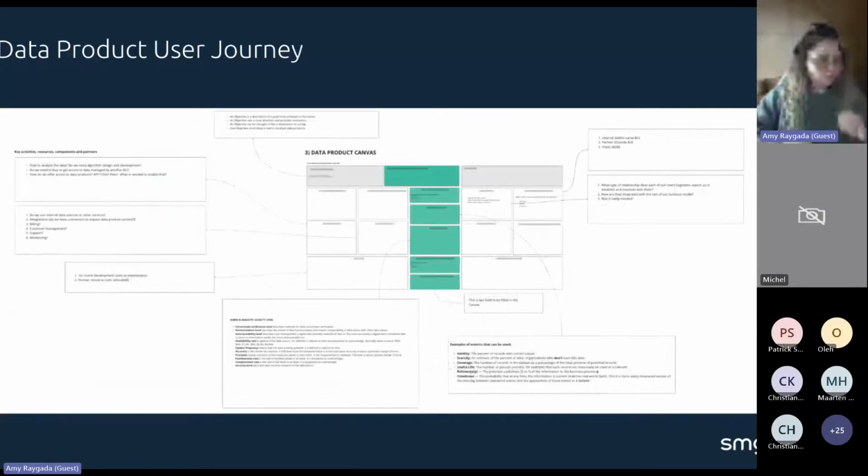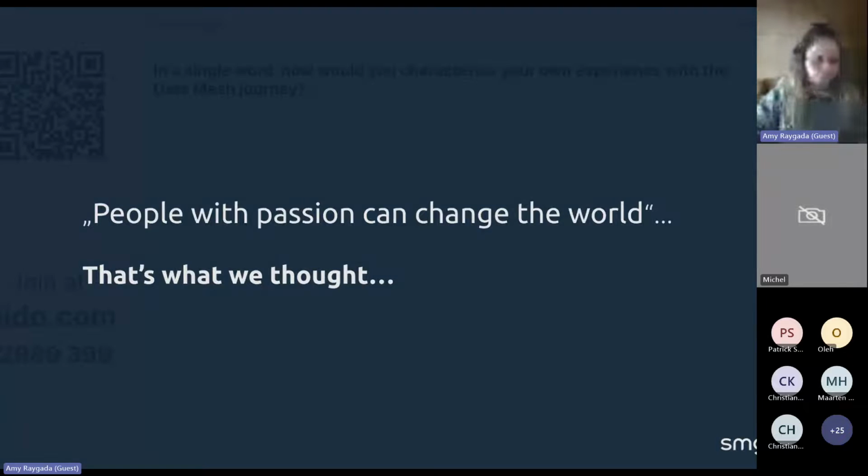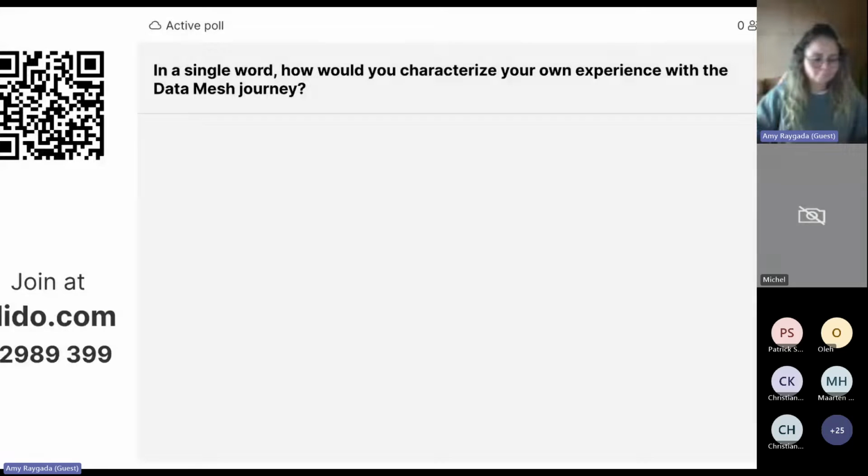I also worked on the data product canvas that will basically cover the design and how it will work. And then on the data product lifecycle that will show how this data product will move between business stakeholders, data product management, engineers, then maybe backend engineers, and goes back again until it's a finished work or maintenance time. So we were very confident at that moment. We thought people with passion can change the world. And well, I will tell you a little bit more about it.